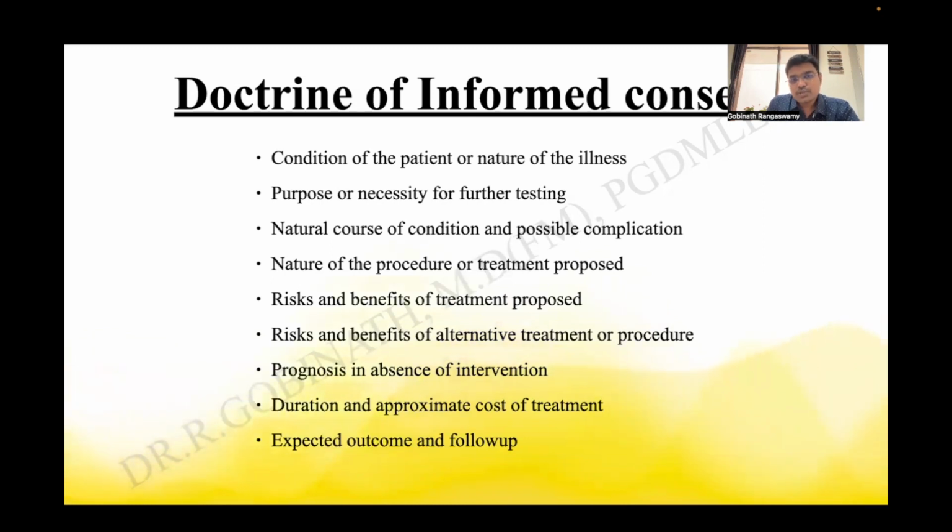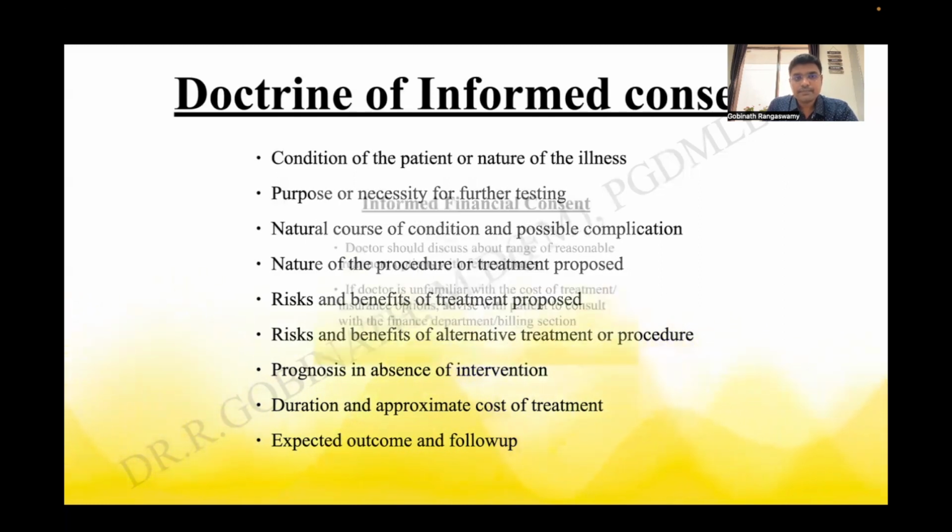So the natural course of the condition and possible complications should be explained to the patient, as well as the nature of the procedure or treatment proposed, risks and benefits of the treatment proposed, risks and benefits of alternative treatment or procedure, and prognosis in the absence of intervention. If the condition has not been medically intervened, how the prognosis will be has to be explained to the patient. The duration and approximate cost of treatment should be explained to the patient, and also the expected outcome and follow-up. So these all are included in the doctrine of informed consent.